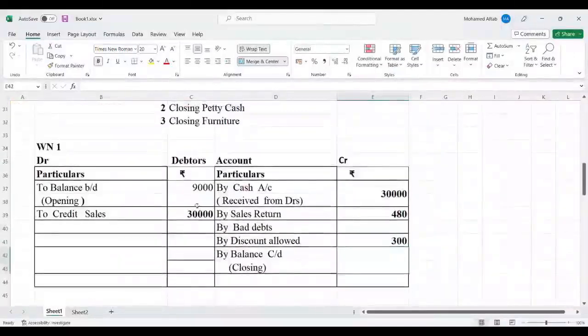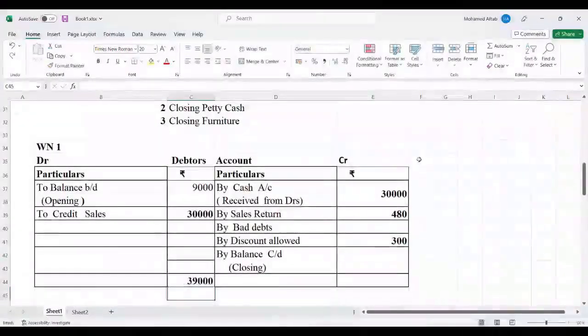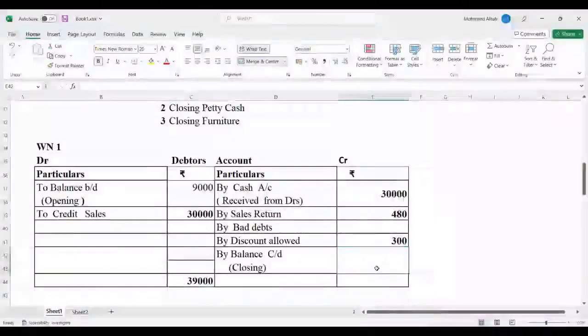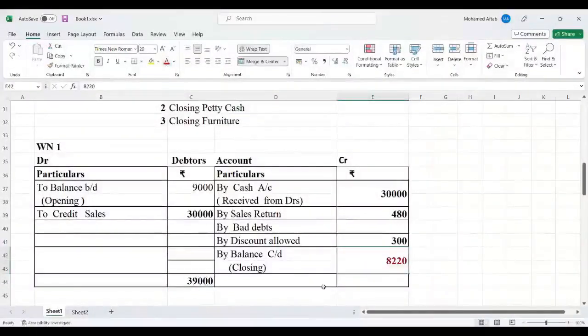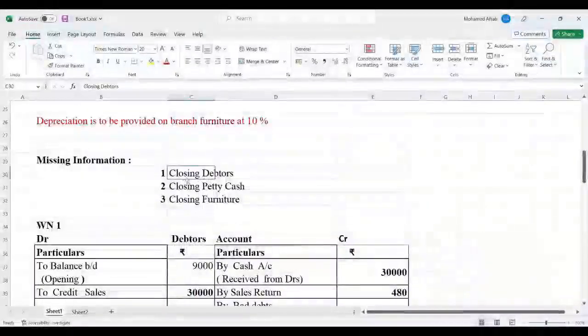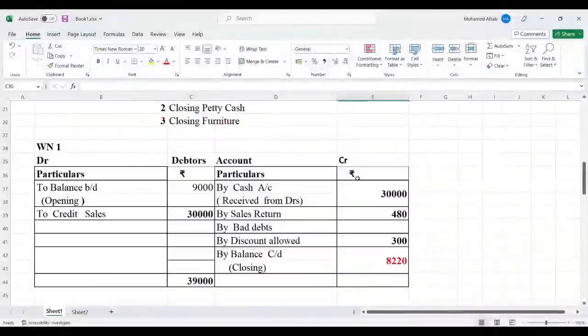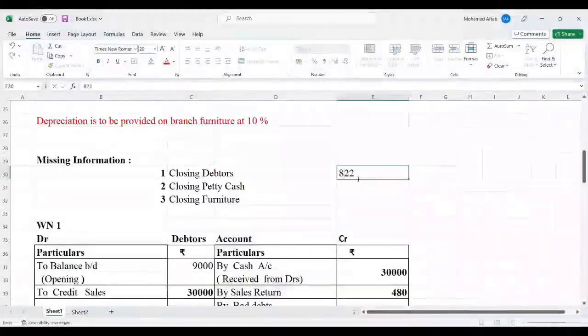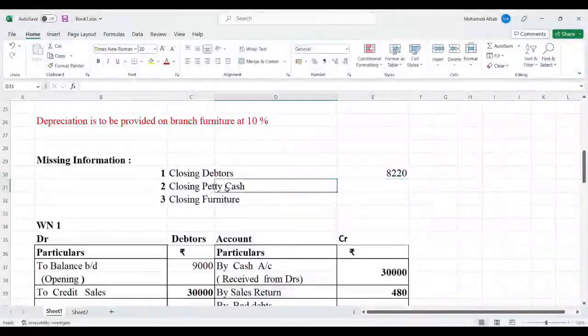That's all. So if you add the debit side, it's coming to 39,000. So you minus the 3 amounts, and you'll get the balancing figure, that is 8,220. This is the answer for closing debtors. So one piece of information we are done. Closing debtors is 8,220.